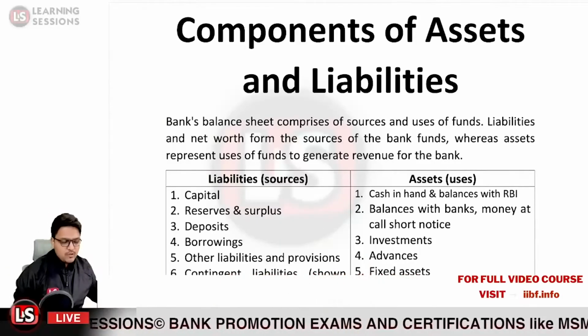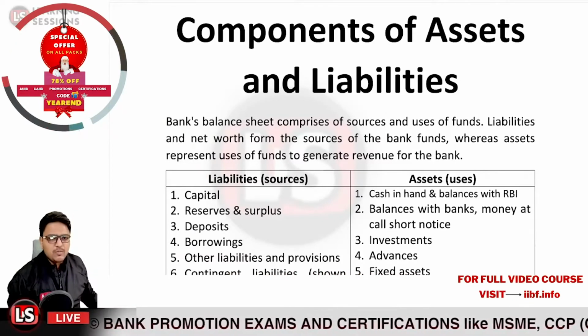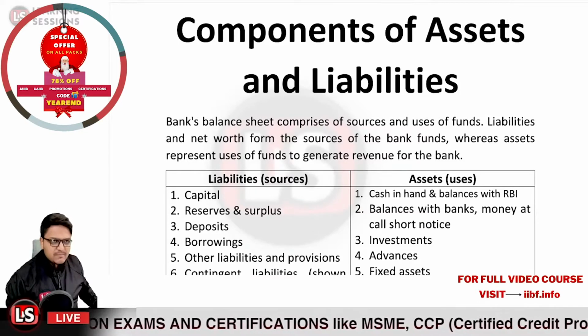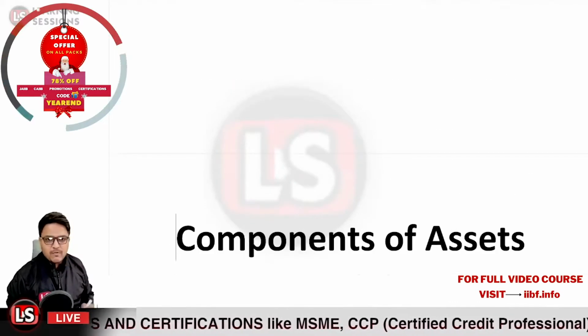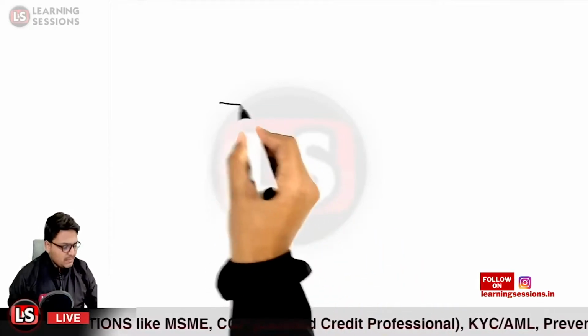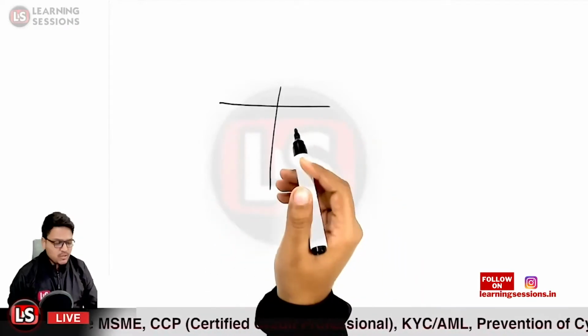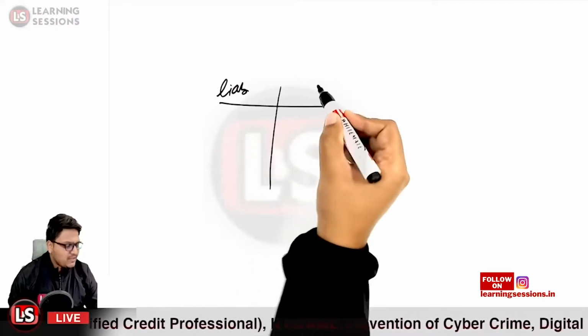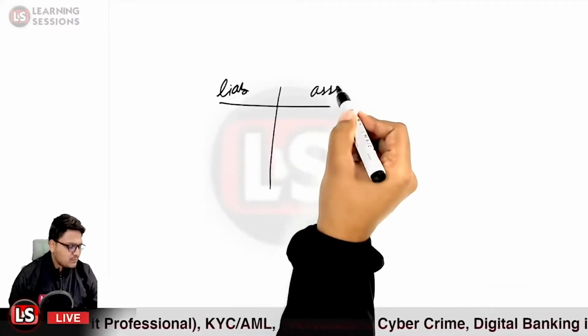So first of all, let us have a look at the balance sheet over here. Let me tell you about the balance sheet. First of all, on the left hand side, we have the liabilities, and on the right hand side, we are provided with the assets. So in a balance sheet, we have two sides. One is the liability side, on the left hand side, and on the right hand side, we have the assets.